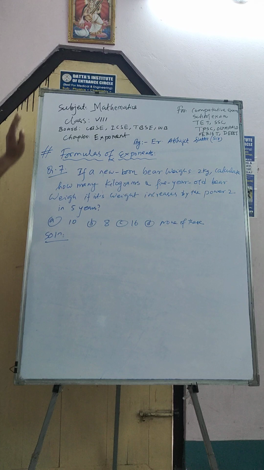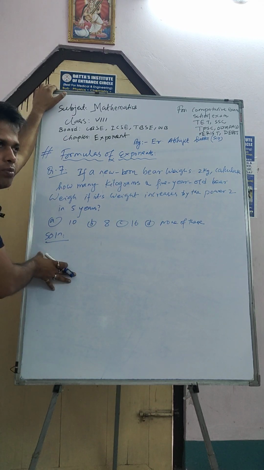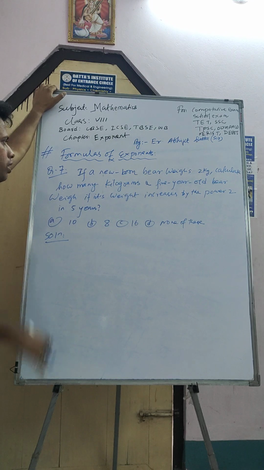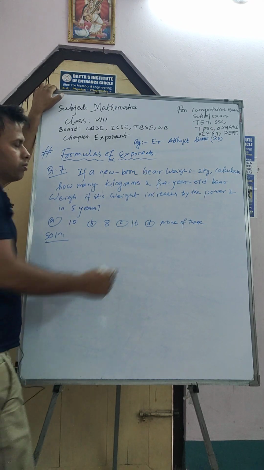So students, our next question, that is question number 7, is like that. It's a problem based question, that is case study questions. If a newborn bear's weight is 2 kg, calculate how many kilograms a 5-year-old bear will weigh if its weight increases by the power 2 in 5 years. Okay? So what is the newborn baby weight, sir?